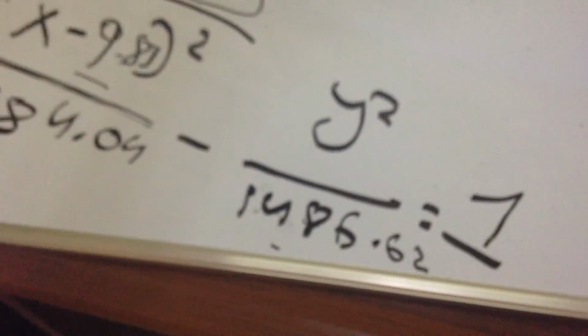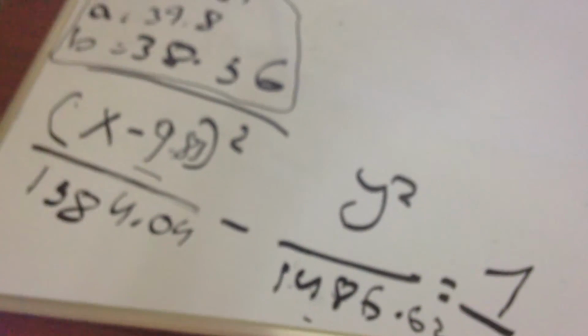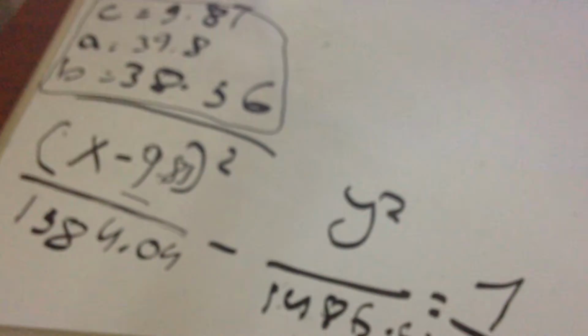This is how we solve question C, by finding b first, then writing it in the equation.